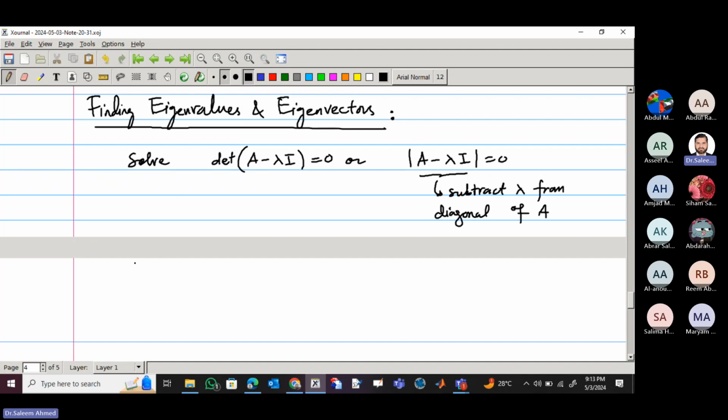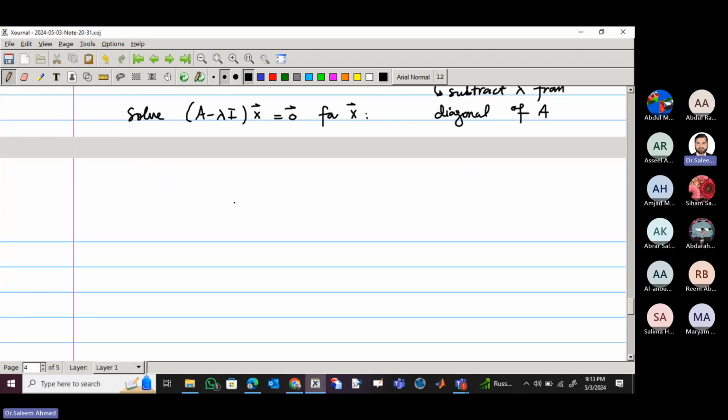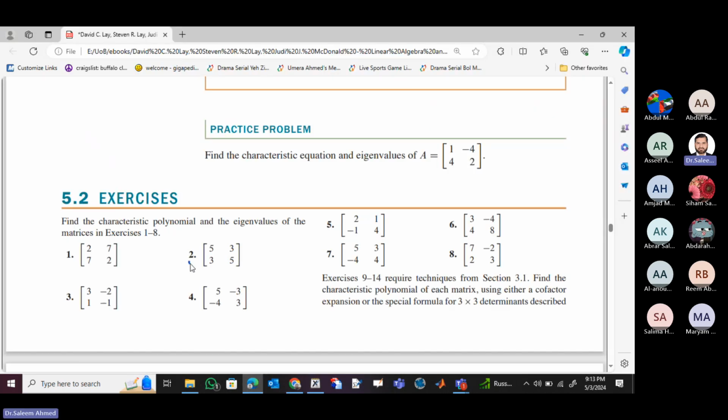And once you get the eigenvalue, then we solve (A minus lambda I) x equal to 0. Now this is a matrix, not a determinant, because lambda is known here. We solve this for x to get the eigenvector. We solve the determinant equation for lambda to get the eigenvalues. Okay, so let's do an example. A is, let's say, the matrix with rows 3, minus 2 and 1, minus 1.